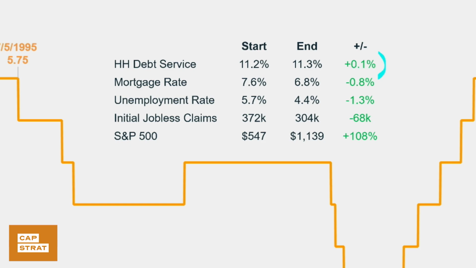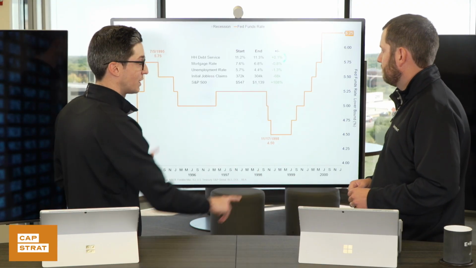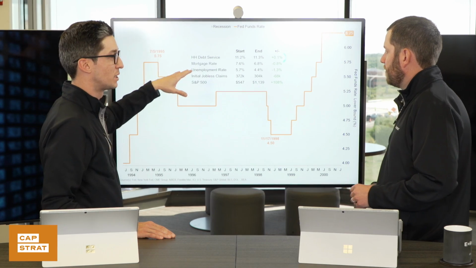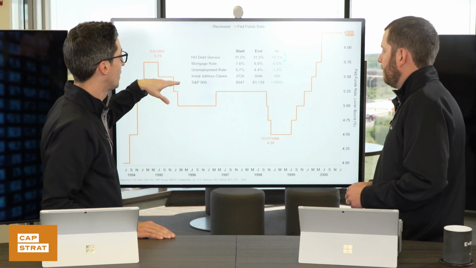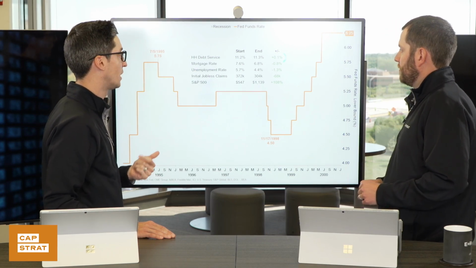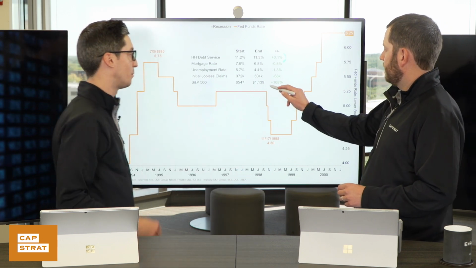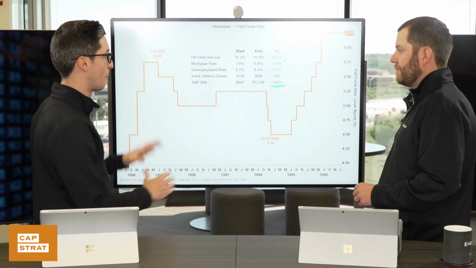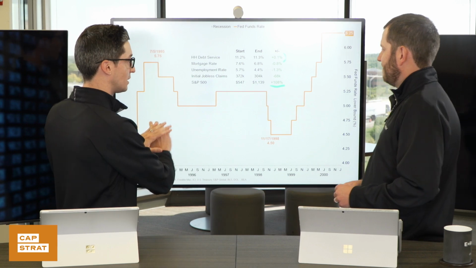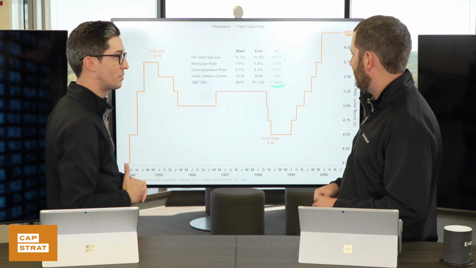Mortgage rates went down, but only by 0.8%, far less than the reduction in the Fed funds rate. And there we're talking, once again, 30-year fixed rate mortgages. Yep. The unemployment rate went down, initial jobless claims went down, and the S&P 500 over this time period basically doubled. About as good as you can get. That's why he's on the Mount Rushmore, because of that time period.